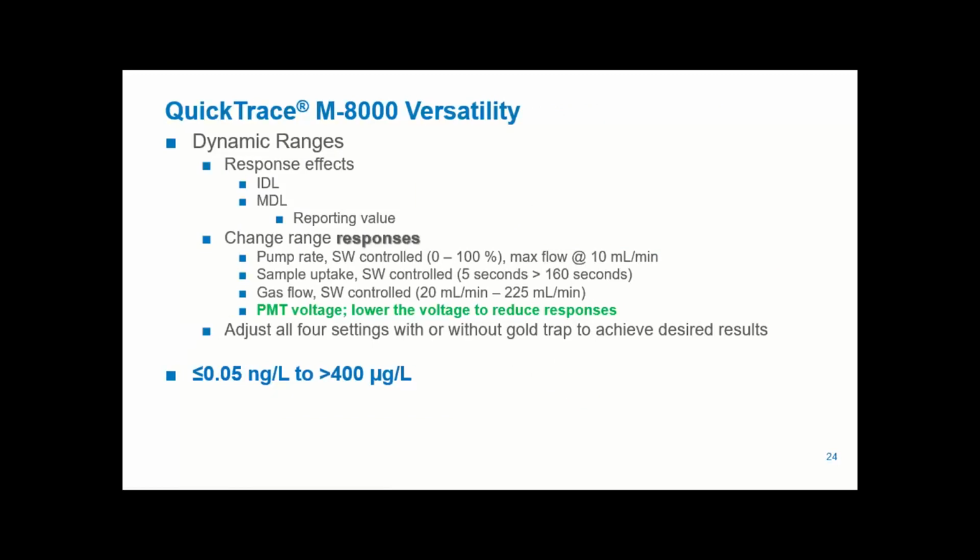Again, it's easy to adapt the usable ranges of these instruments. So this instrument has 4 variables: pump rate, sample uptake, and gas flow, like the M7600. But it also has the option to lower the PMT voltage, which reduces the overall sensitivity of the instrument and can decrease the response. So you can change the range to fit your application. Typically this instrument can detect between 0.05 nanograms per liter up to more than 400 micrograms per liter.